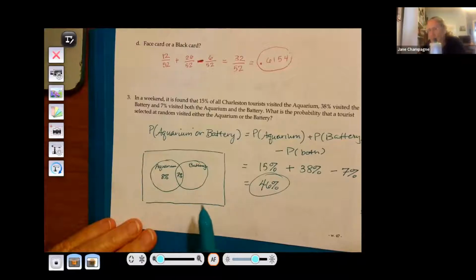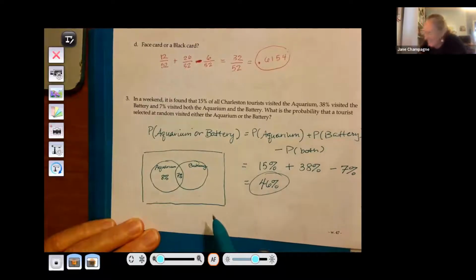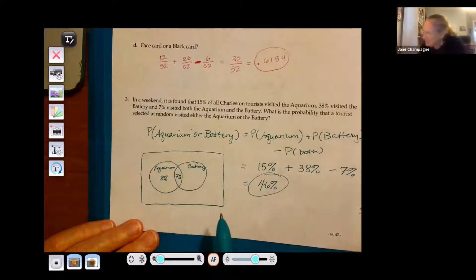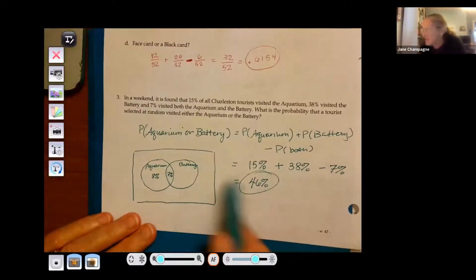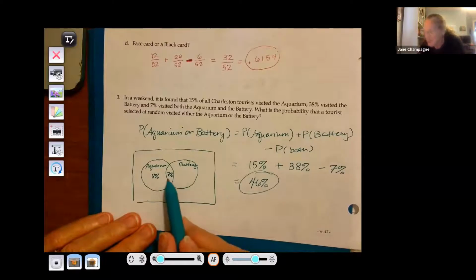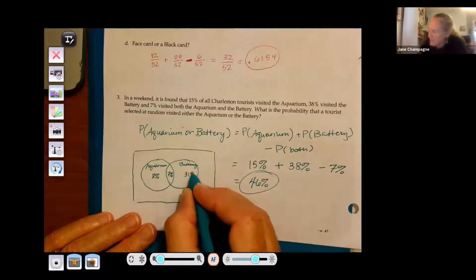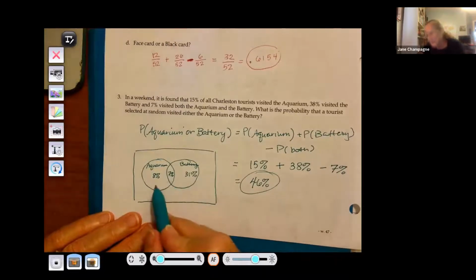Similarly, 38% visit the battery. That 38% includes the 7% also, that did both, leaving 31% that went to the battery but not the aquarium.